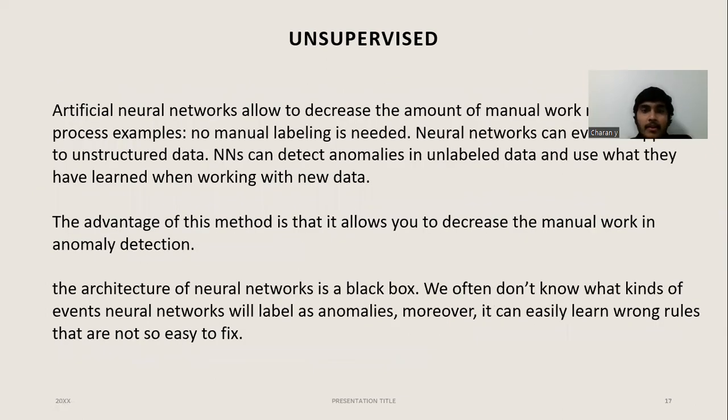Coming to the unsupervised learning, this type of anomaly detection is the most common type, and the most well-known representative of unsupervised algorithms are neural networks. Artificial neural networks allow to decrease the amount of manual work needed to pre-process examples. No manual labeling is needed. Neural networks can even be applied to unstructured data. Neural networks can detect anomalies in unlabeled data and use what they have learned when working with new data. The advantage of this method is that it allows you to decrease the manual work in anomaly detection.